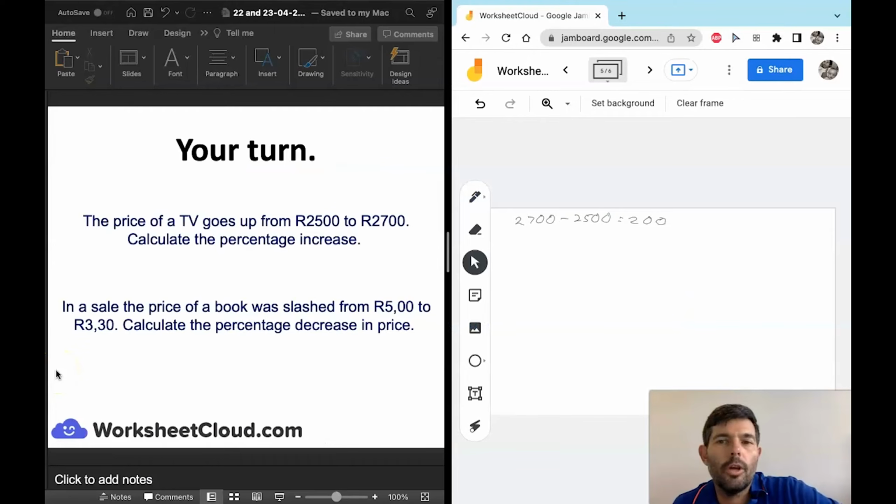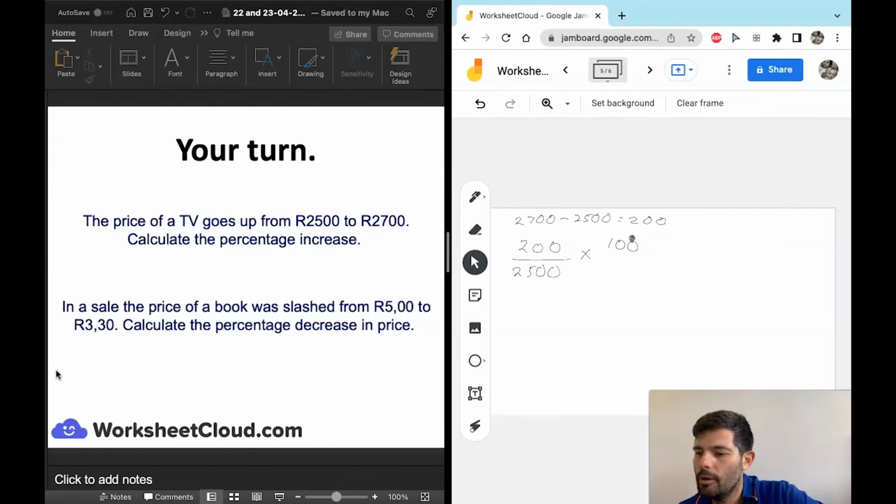Guys, so I've already worked out the price change, the difference in price, and it's 200 Rand, as you can see on the Jamboard. So remember, what I do is I take that change, the difference, and I put it over the original amount. The original amount was 2,500. Then I need to multiply that by 100.